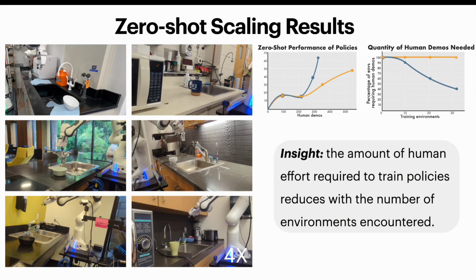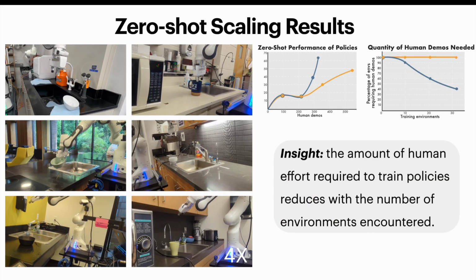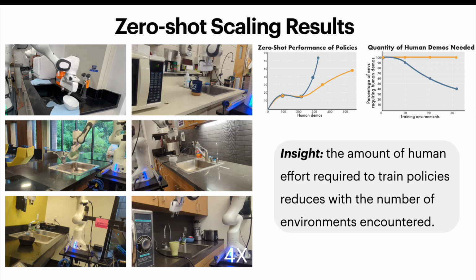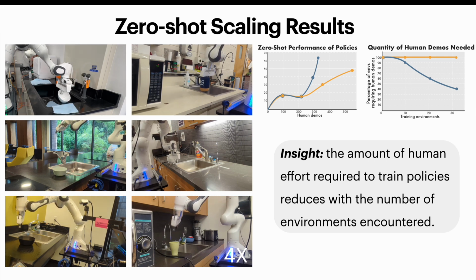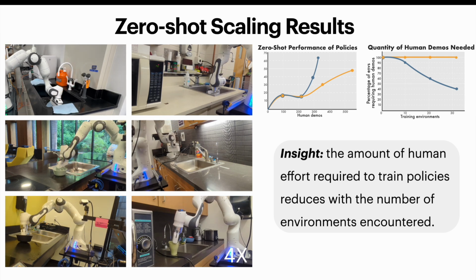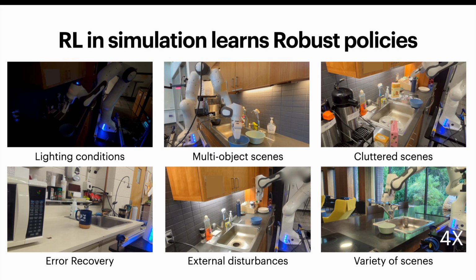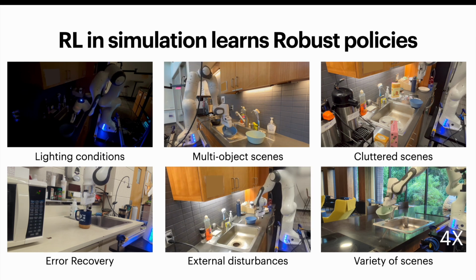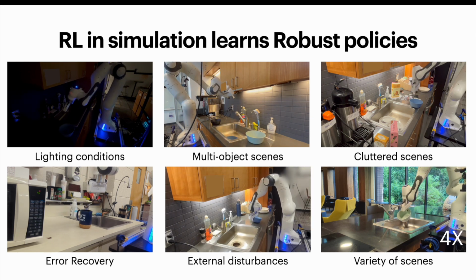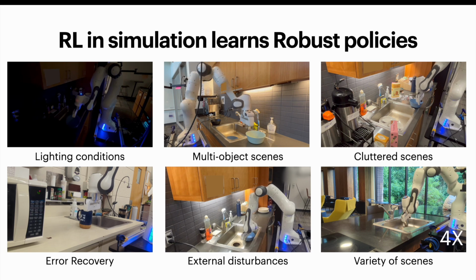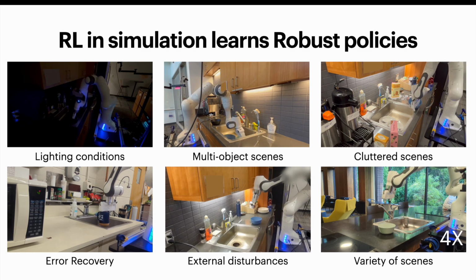Cacher allows us to do zero-shot transfer to novel scenes and objects with high performance, and with the number of human demonstrations reducing through training. We are creating this data flywheel where the additional human demonstrations decrease and the performance of the model increases. Training RL policies in simulation leads to robust policies. We show that generalist policies trained with Cacher are robust to scenes, disturbances, distractors, lighting, and multiple objects.